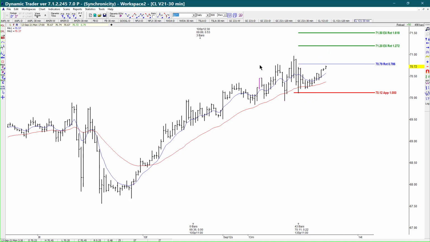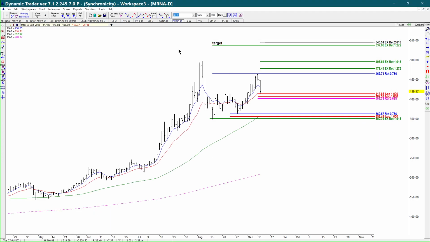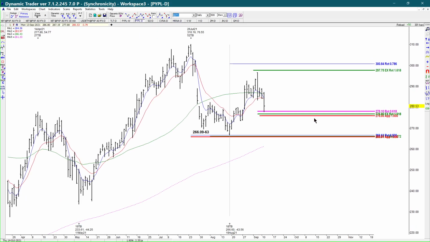All right, there's just a couple of the extra charts that I'm going to show you here. One of them is PayPal, because we have a triple cluster, 276 even to 278.10. You have a 618 retracement, a 1618 extension, and a 100% projection. So that is a setup zone. It needs a trigger. Honestly, I haven't had time to see if it did trigger at all.